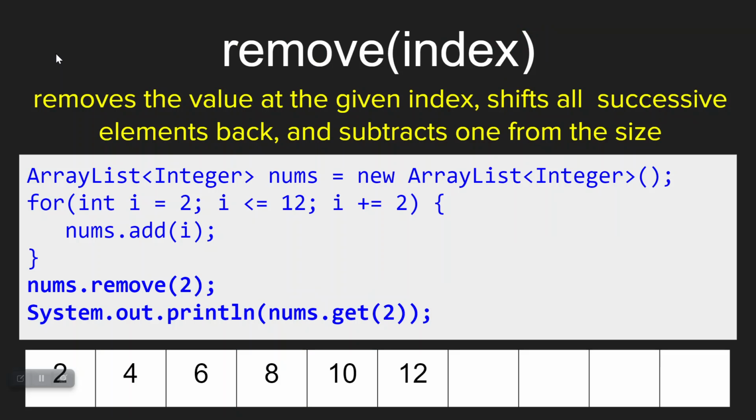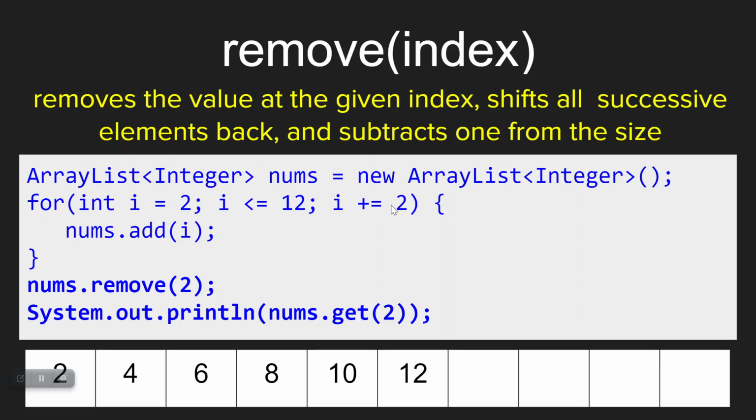And finally, we have the remove method. When we call the remove method, we have to give it an index. What it's going to do is remove the value at the given index. It's also going to shift all successive elements backward in the array. And then it's going to subtract 1 from the size of the ArrayList.